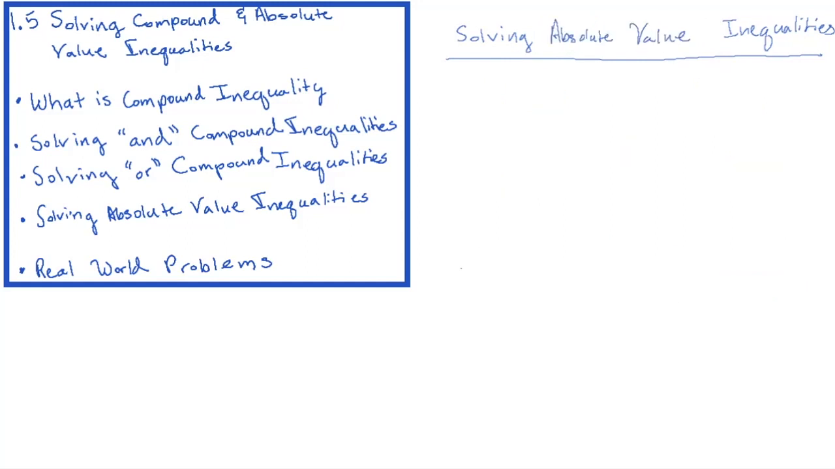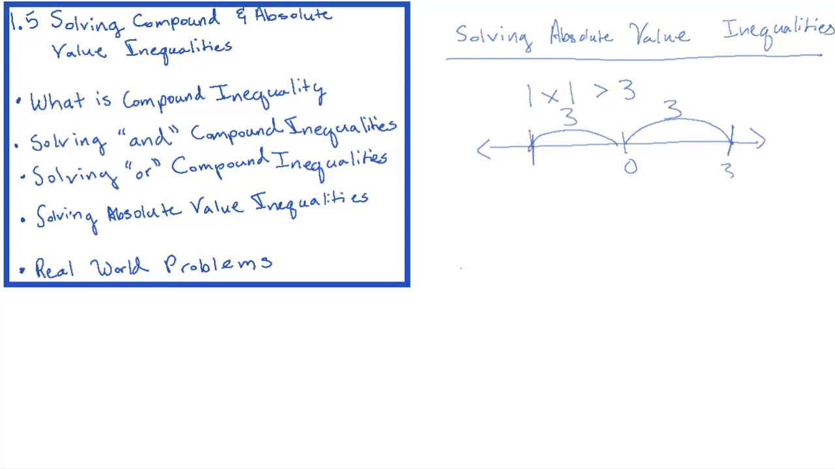All right, solving absolute value inequalities. So what if I told you the absolute value of some number is greater than 3? Well, let's think about this. If the absolute value is greater than 3, if we look at a number line, look at 0. Remember, absolute value is the distance between a number and 0, right? So if the absolute value is greater than 3, that means that whatever number I pick has to be 3 away from 0 in both the positive and negative direction.